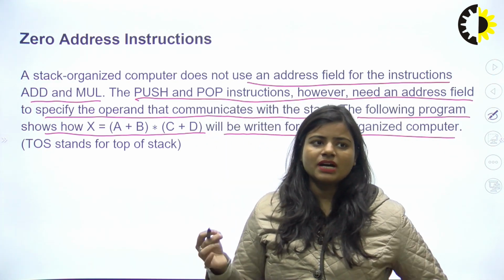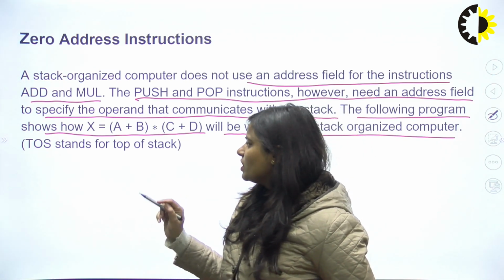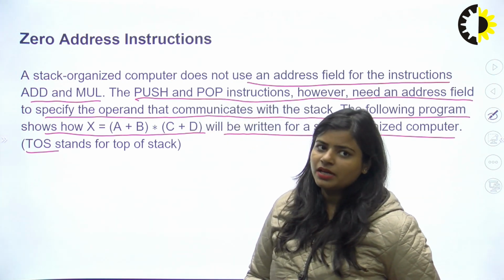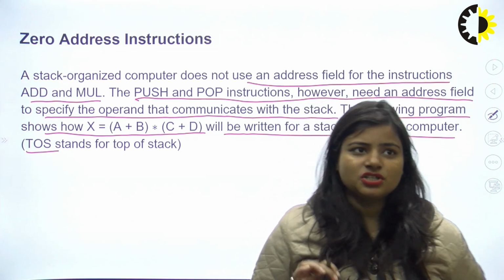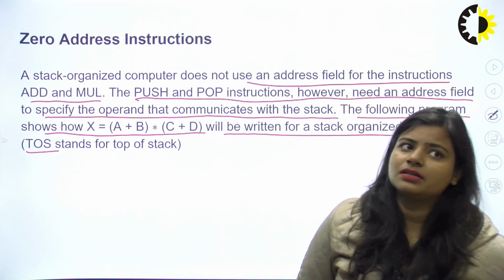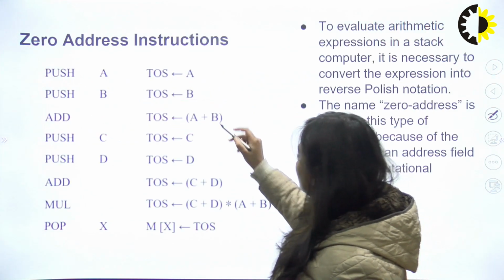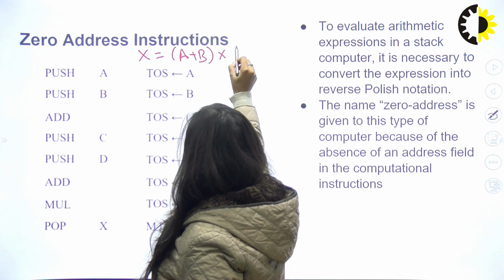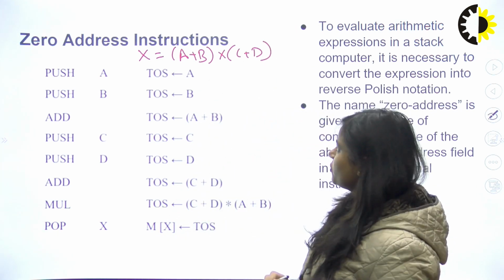Here we have one keyword. We are going to solve again this (A + B) * (C + D) with the help of the zero address instruction. One keyword we have to take care of is TOS, top of stack, and we are going to use a stack over here because we cannot use any memory location inside the zero address instruction. So the stack will be helpful in this instruction. So let's solve. The expression was X = (A + B) * (C + D). Okay, so this is the complete solution for this expression.